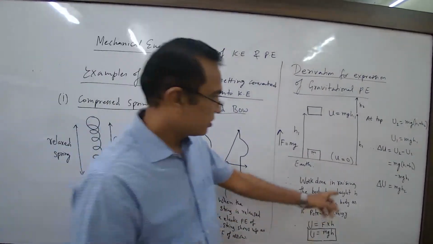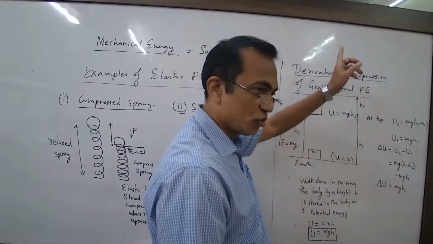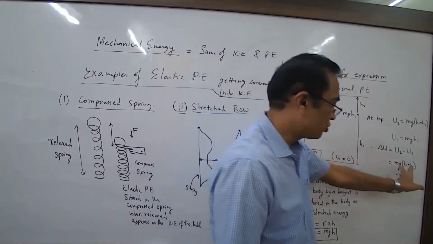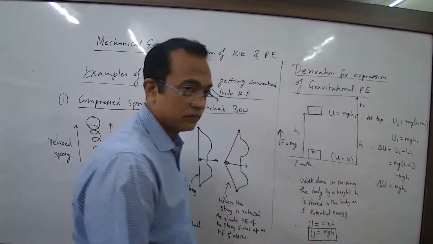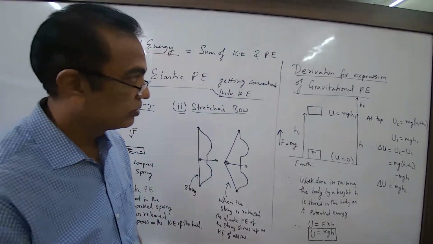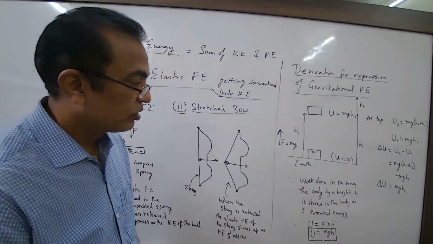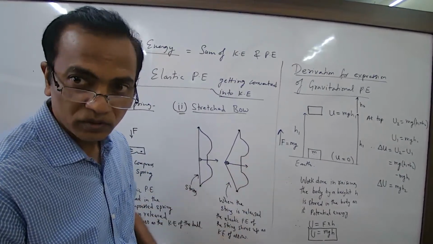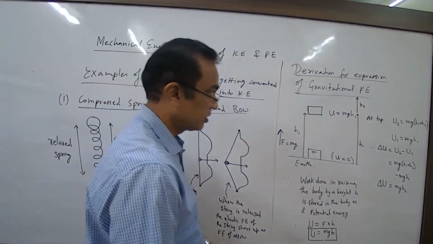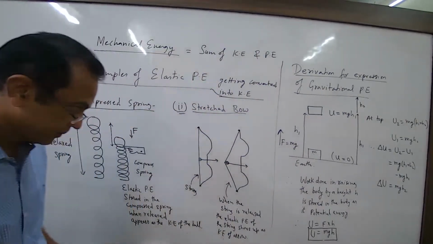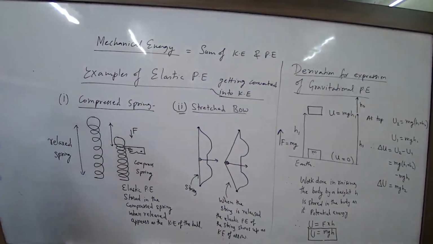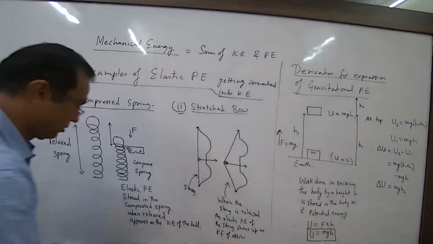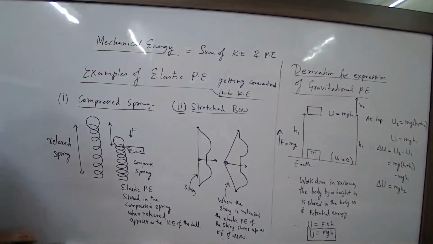If I would have asked the question in this way, that the full height is h2 and this is h1, then it will be mg(h2 minus h1), like the way it is given in the book. So do you want me to convert it to the way it is asked in the book, or is this also okay? Have you got the concept? This is okay, because I have changed it.